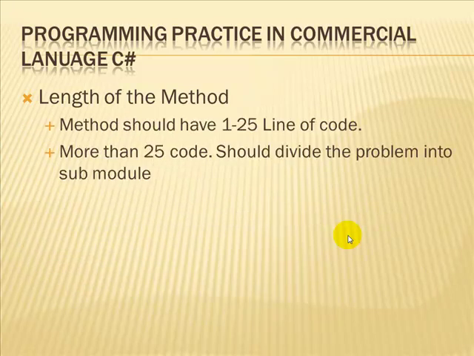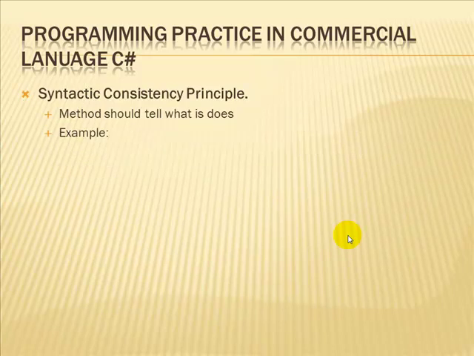First, the programming practice of length of method. Avoid writing very long methods. A method should typically have 1 to 15 lines of code. If the method has more than 25 lines of code, you must consider refactoring it into separate methods if it exceeds the best practice limit. Next, the syntactic consistency principle. The method name should tell what it does. Do not use misleading names. If the method name is obvious, there is no need for documentation explaining what the method does.